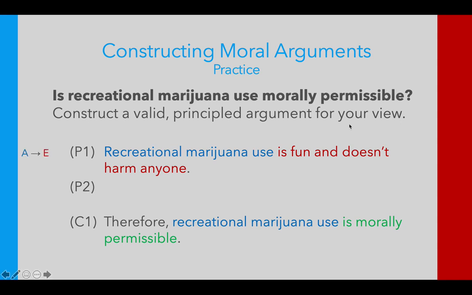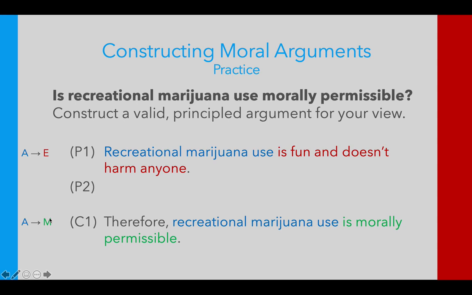So we have premise 1: act A has empirical property E. Recreational marijuana use has property, in some sense, the two properties. It's fun, so it's property F, if you want to say that, and it doesn't harm anyone, and property D does no harm. How would we symbolize a conclusion? Recreational marijuana use has property M, morally permissible, or moral property P, if we want to say permissible. Okay, so I've got A arrow E as a premise, and I have a conclusion A arrow M.